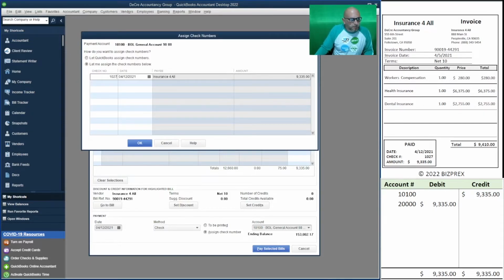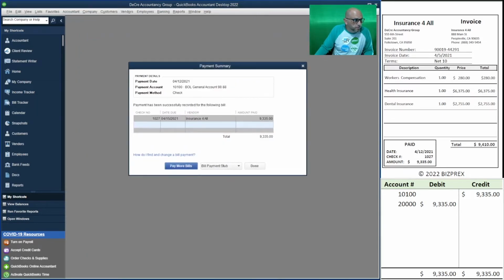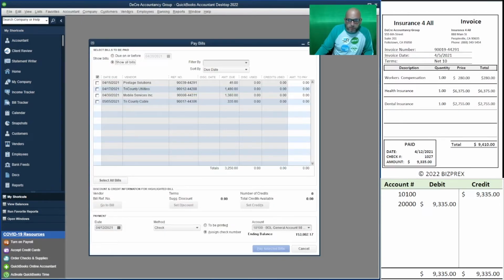Here it is. All right, so again, this amount right here, let me assign check numbers. This amount right here will be credit to account 10,100. We can see that account 10,100 is an asset. It will be reduced when credited, right? And at the same time, this amount will reduce liability, 20,000. Liabilities are reduced when debited. So here it is. All right. Okay. Here it is, right? But they're only showing us 10,100. That's fine, as long as we know what's happening. Pay more bills. All right, we have a few more.